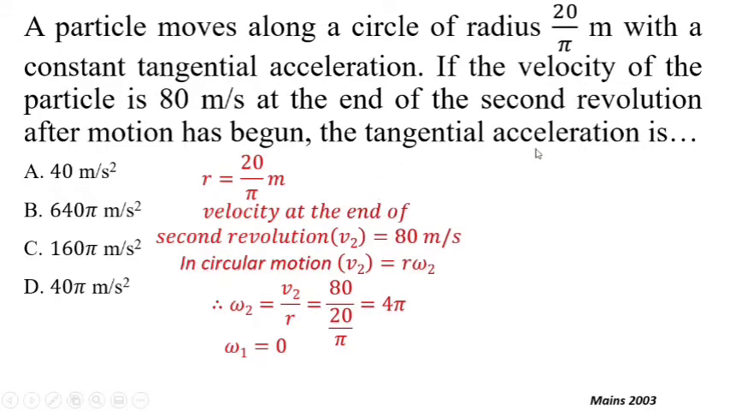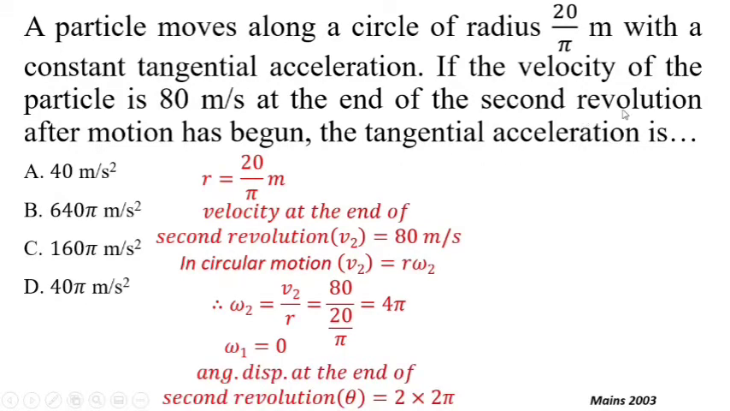We need to find the tangential acceleration. For 2 revolutions total displacement will be equal to 2 into 2 pi. To find the tangential acceleration we can use the equation of motion. Because we know initial angular velocity, final angular velocity and displacement, we can use the equation of motion for accelerated circular motion. Here it is omega 2 square equal to omega 1 square plus 2 alpha theta. This equation is quite similar to the second equation of accelerated linear motion.